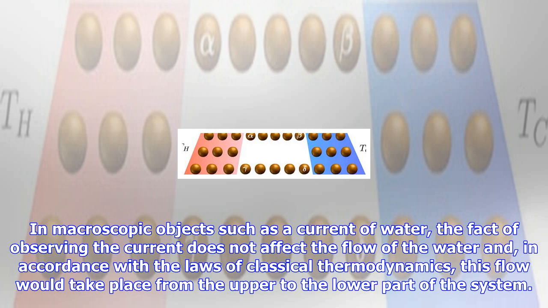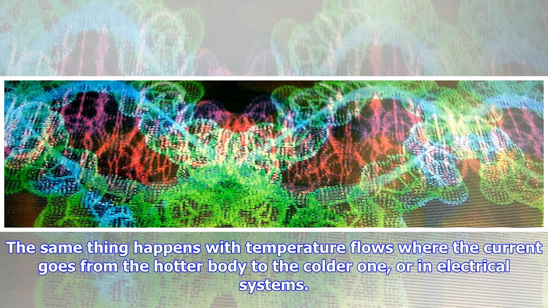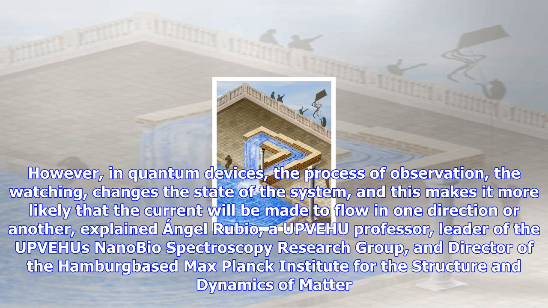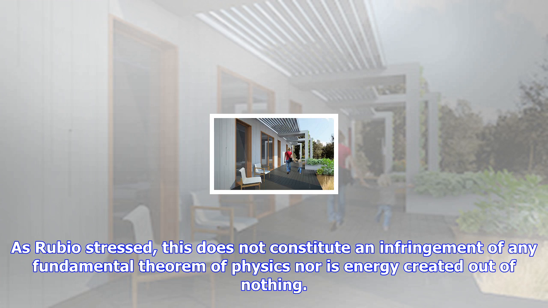The same thing happens with temperature flows, where the current goes from the hotter body to the colder one, or in electrical systems. However, in quantum devices, the process of observation, the watching, changes the state of the system, and this makes it more likely that the current will be made to flow in one direction or another, explained Angel Rubio, a UPV/EHU professor, leader of the UPV/EHU's Nanobiospectroscopy Research Group, and director of the Hamburg-based Max Planck Institute for the Structure and Dynamics of Matter.